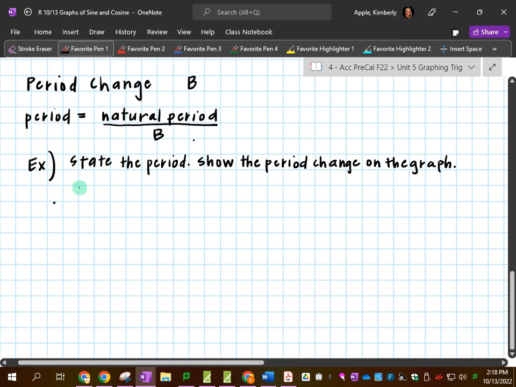All right. So let's do f of x. And I want you to notice, remember where the parameter is located. And when I say parameter, I mean the weird number. So notice now it's inside and multiplied by the x or the angle. So here's b.